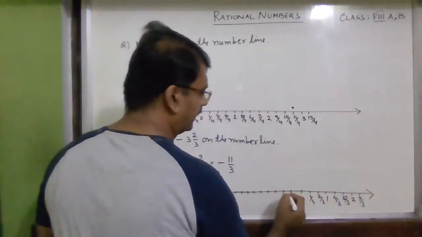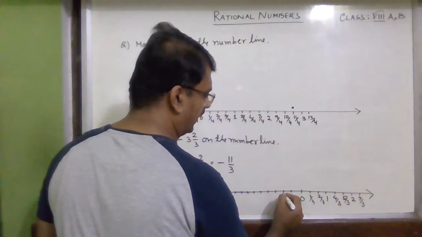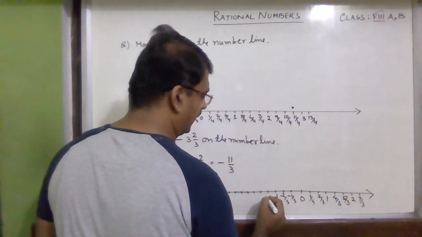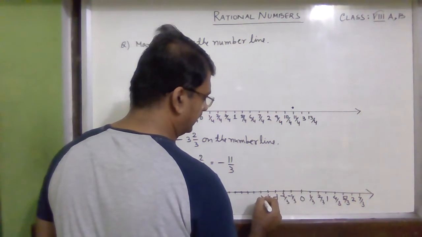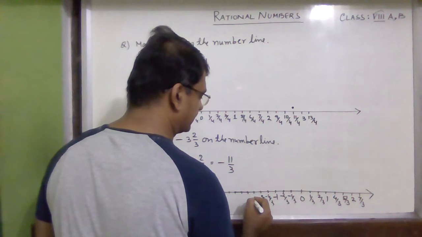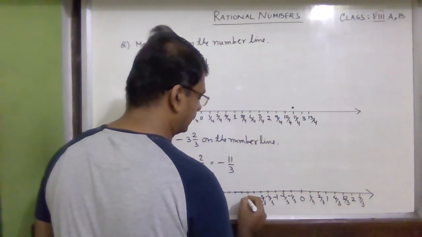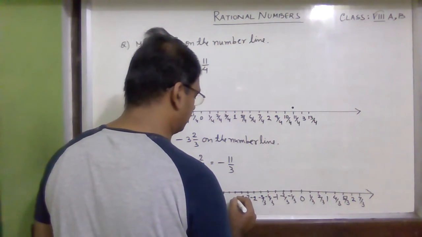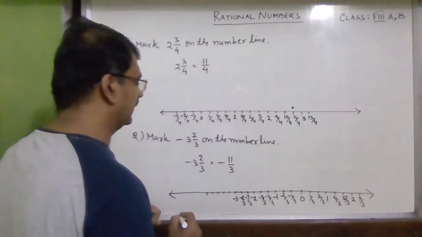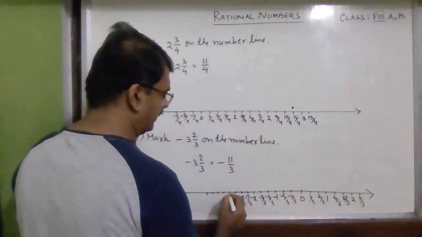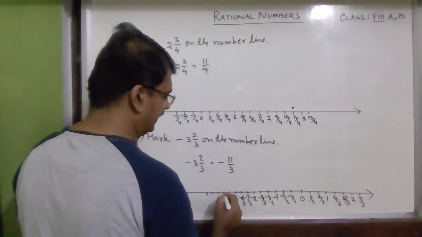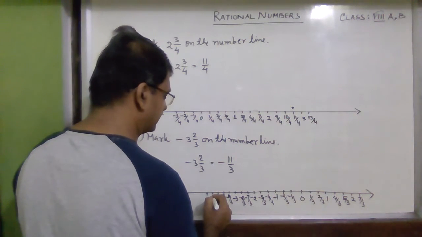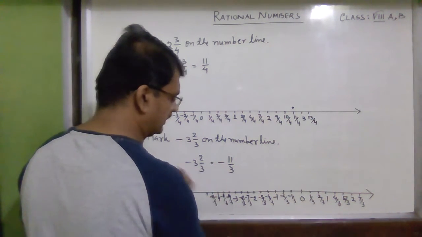On the negative side, minus 1 upon 3, minus 2 upon 3. Now instead of minus 3 upon 3 you write down minus 1, minus 4 upon 3, minus 5 upon 3. Instead of minus 6 upon 3 you write down minus 2, then minus 7 upon 3, minus 8 upon 3, and now instead of minus 9 upon 3 you write down minus 3. Clear? Then minus 10 by 3, minus 11 by 3. Instead of minus 12 by 3 you write down minus 4, minus 13 by 3, and so on.